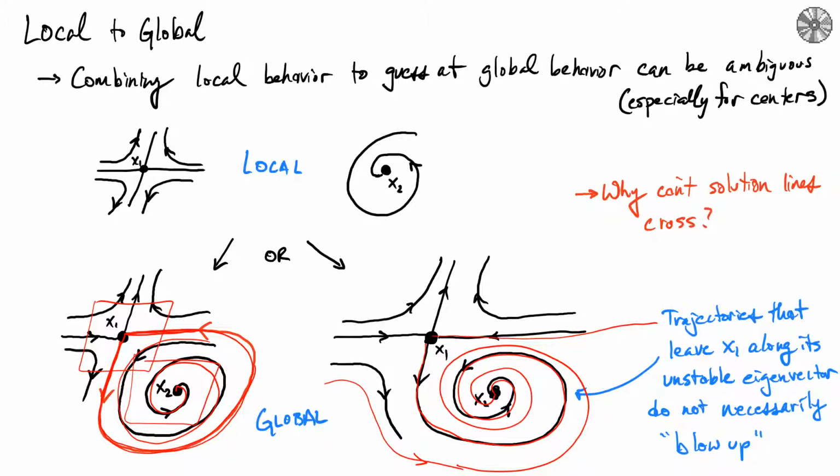So there's some ambiguity, and so it's important to be able to stitch these together and understand where the ambiguities might happen. One thing that I'll let you think through, and we can talk about in class, is understanding why we don't allow solution lines to cross. How do we know that, for example, the spiral focus doesn't look something like this, where it actually crosses the streamline right there?